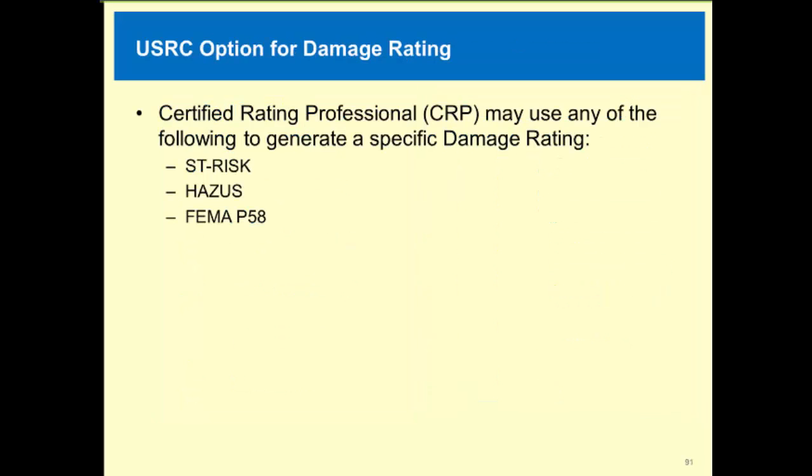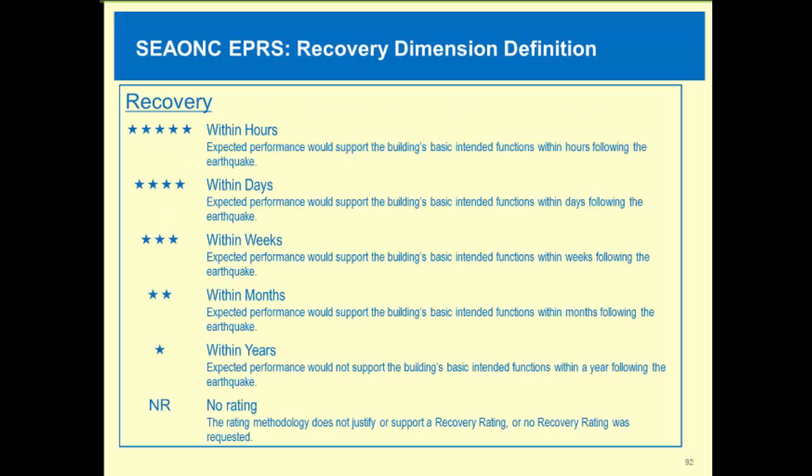You see how conservative the mapping of the ASC 31 safety ratings into a repair cost was. For most buildings, you're going to be down to 2 star or 1 star. For USRC, a certified rating professional, the CRP, is allowed to use any of the following methods to generate a more specific damage rating, as opposed to using this very conservative, very broad brush rating that we did in the existing building subrating committee. So you can use ST risk specifically for your building. You can use hazardous, or use the very advanced FEMA P58 to get a better rating.